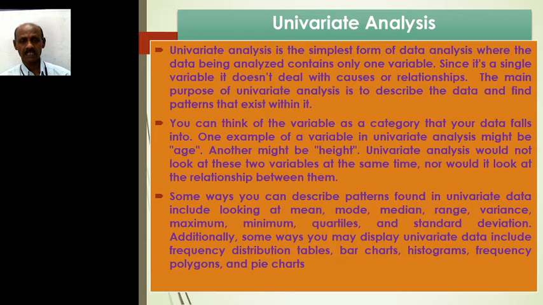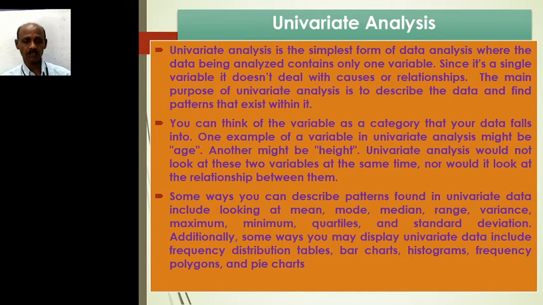Okay. The next one is univariate analysis. Univariate analysis is the simplest form of data analysis where the data being analyzed contains only one variable. Since it is a single variable, it does not deal with cases or causes or relationships. The main purpose of univariate analysis is to describe the data and find patterns that exist within it. You can think of a variable as a category that your data falls into. One example of a variable in univariate analysis might be age, another might be height. Univariate analysis would not look at those two variables at the same time, nor would it look at the relationship between them.